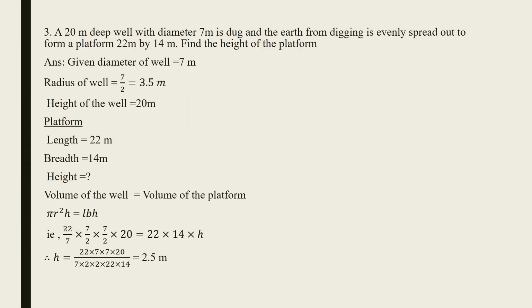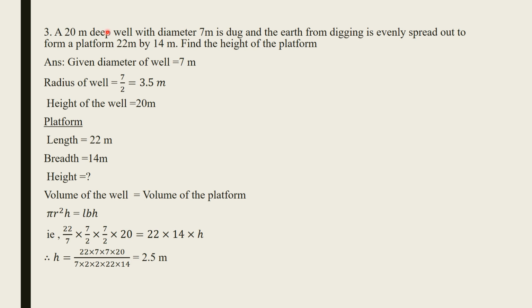Question number 3. A 20-meter deep well with diameter 7 meter is dug and the earth from digging is evenly spread out to form a platform 22 meter by 14 meter. Find the height of the platform.